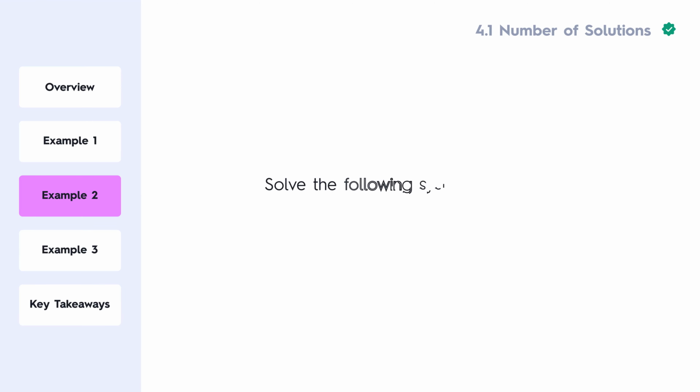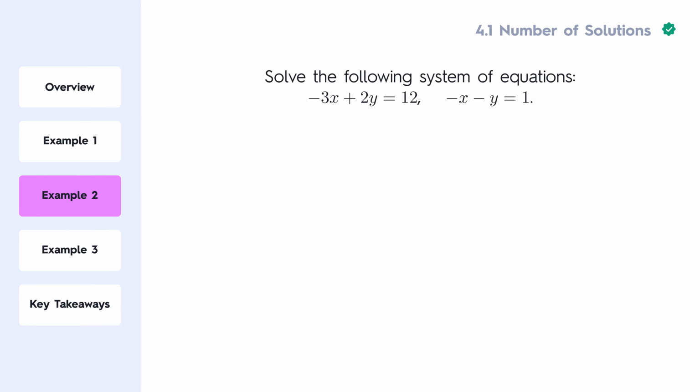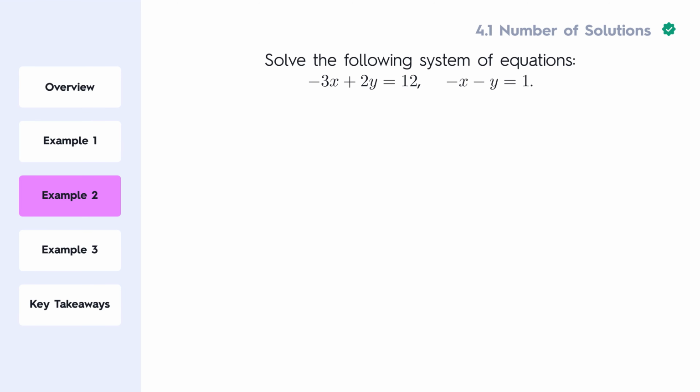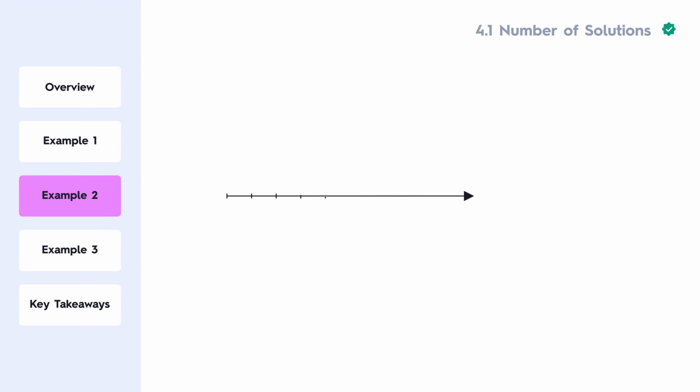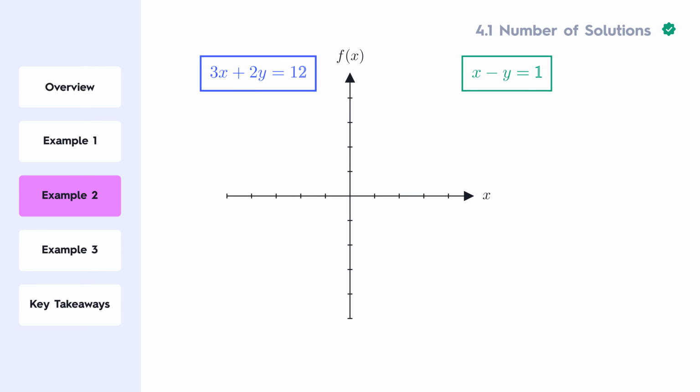In this example, we need to solve the following system of equations. Let's solve this system step by step to find the solution, if it exists. First, we'll solve one of the equations for one variable. Let's take the second equation, x minus y equals 1, and solve for x. We have now x equals y plus 1. Now that we have x equals y plus 1, we take the first equation, which is 3x plus 2y equals 12, and substitute x with y plus 1.